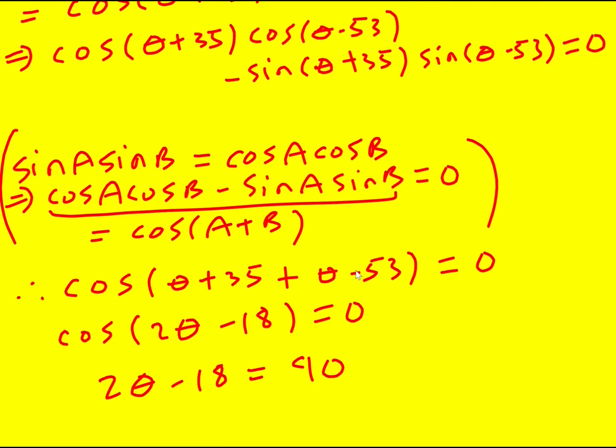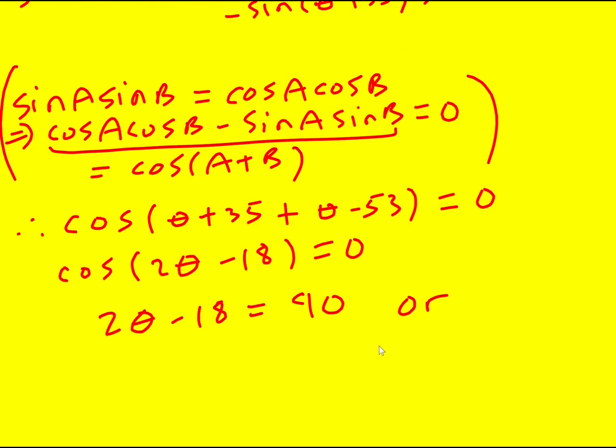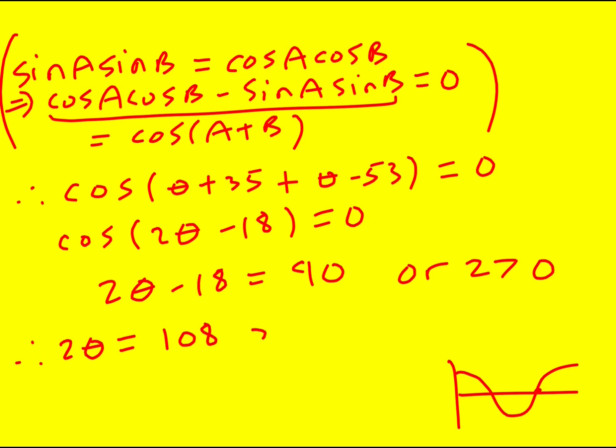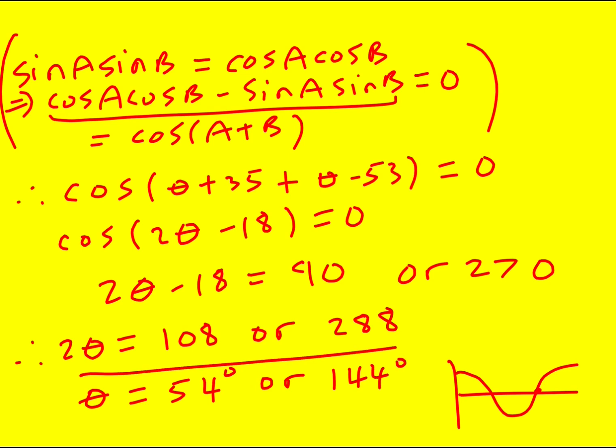And so I've got 90, or the next one's going to be 270. And then we're going to go beyond the range after that. So therefore, 2 theta is going to equal 108 or 288, and theta will equal 54 degrees or 144 degrees. Okay, like I said, not easy at all, but that's one way of getting the answer.